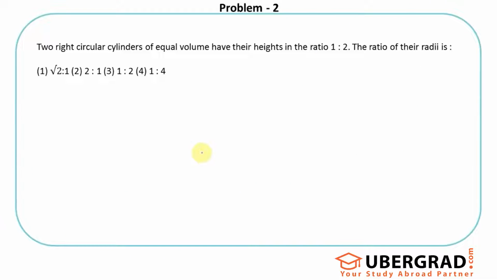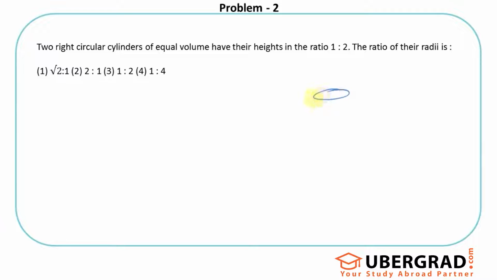The two right circular cylinders of equal volume have their heights in the ratio 1:2. Circular cylinders, right circular cylinders, all the same. There's nothing different that you need to do for this or try to figure something new. It's just use the same formulas that we know. So there are two cylinders whose heights are in the ratio 1:2.